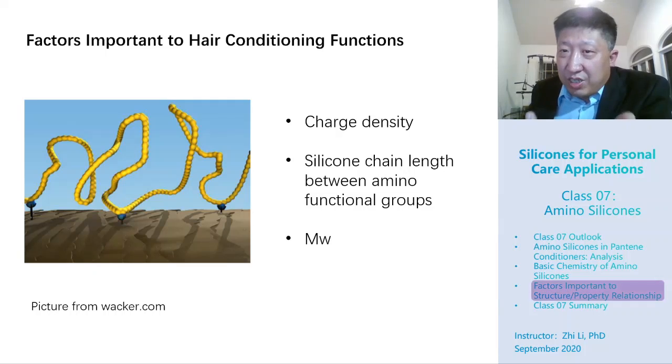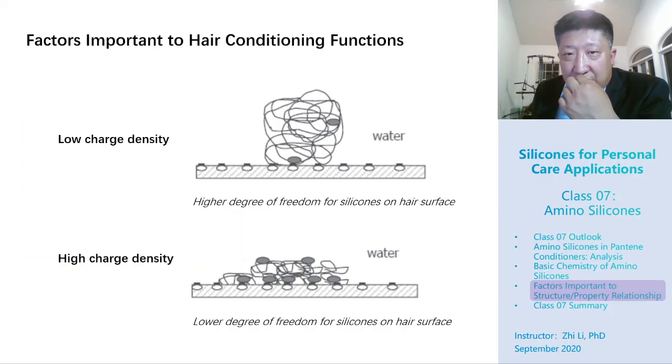Of course, charge density and the silicone chain length between the amino groups are correlated. The higher charge density means lower chain length between amino groups. And overall, there is a molecular weight effect. As we talked about in the past, molecular weight plays a big role for PDMS and its substantivity on any surface. All right, so this, and what else?